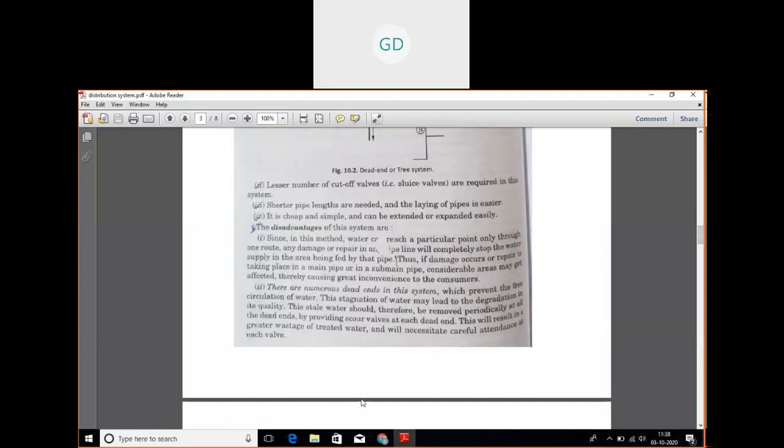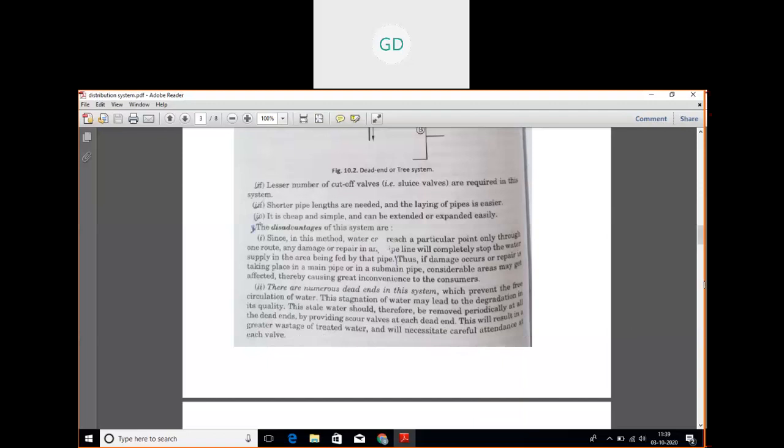There are numerous dead ends in the system which prevent the free circulation of water. The stagnation of water may lead to the degradation in its quality. This stale water should therefore be removed periodically at all the dead ends by providing scour valves at each dead end. This will result in a greater wastage of treated water and will necessitate careful attendance at each valve.